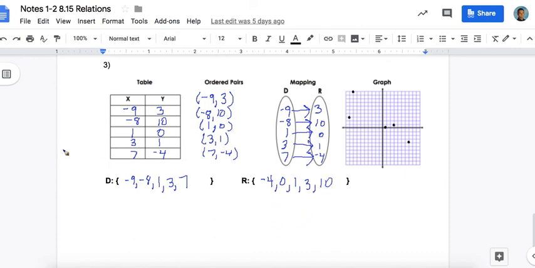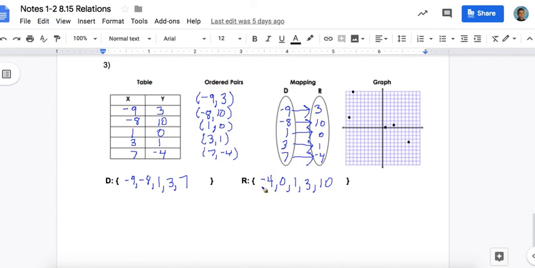So be sure when you do your classwork that you are paying attention to the directions. If it asks for ordered pairs, here's what you will be writing, ordered pairs. If it asks to represent something in different forms, a table, you would draw this. If it says represented as a mapping, you would draw this. And then, of course, if it said graph, typically they'll have a graph there for you.